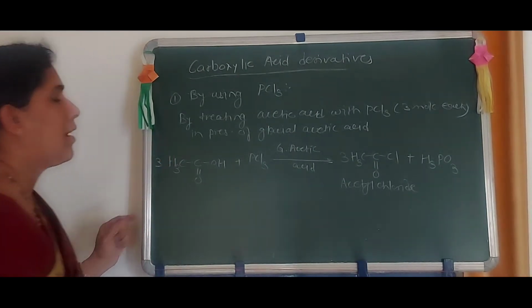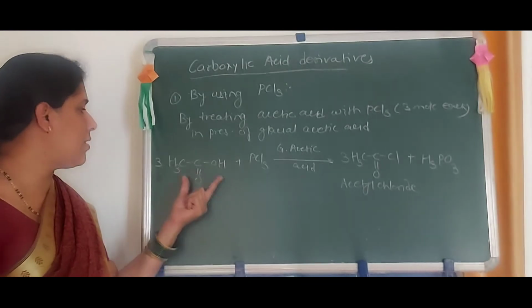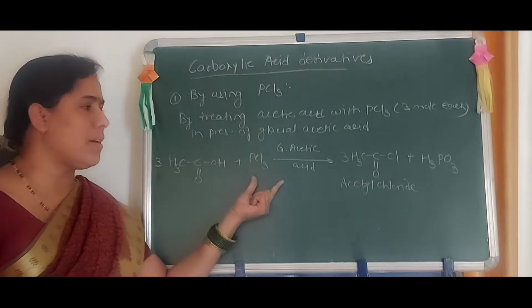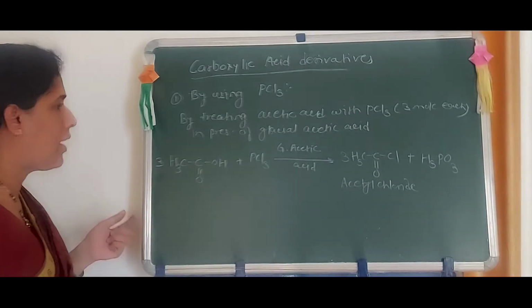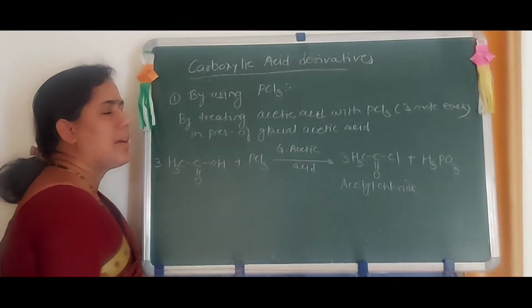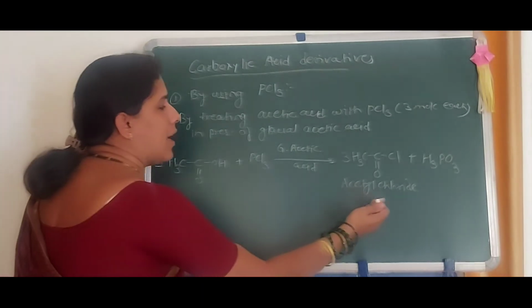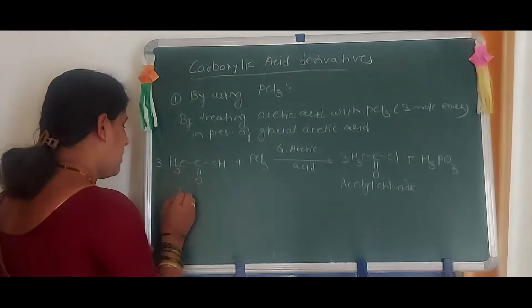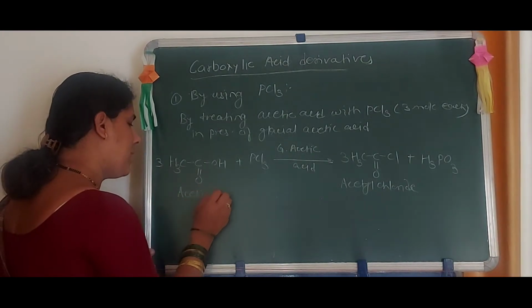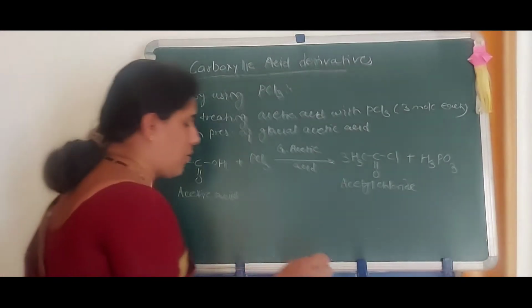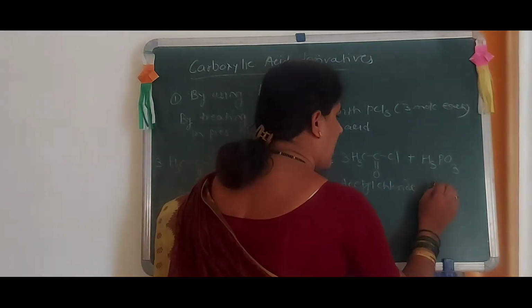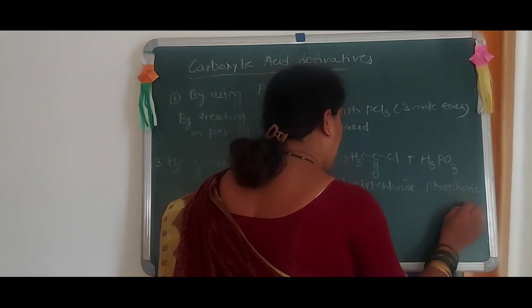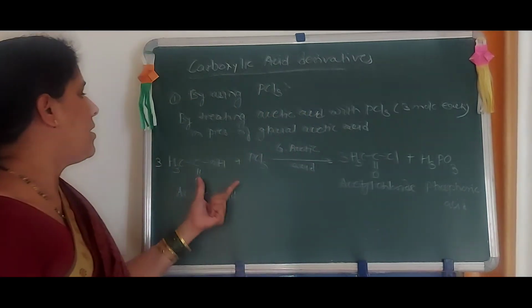Again I am repeating this preparation of acetyl chloride. When acetic acid is treated with phosphorus trichloride in the presence of glacial acetic acid, we get acetyl chloride with formation of orthophosphoric acid. This is the acetic acid, and this is the phosphoric acid. Now this is the first method.